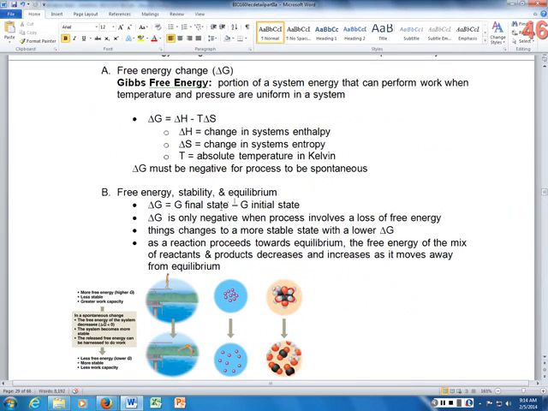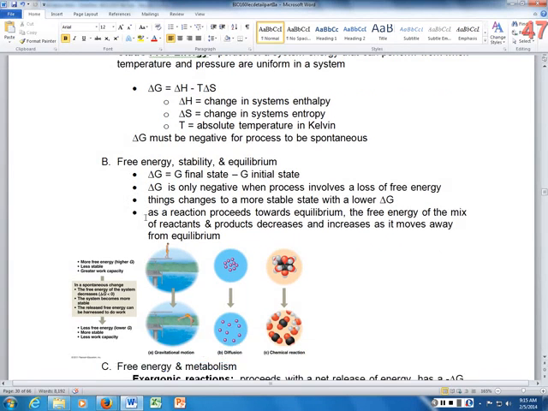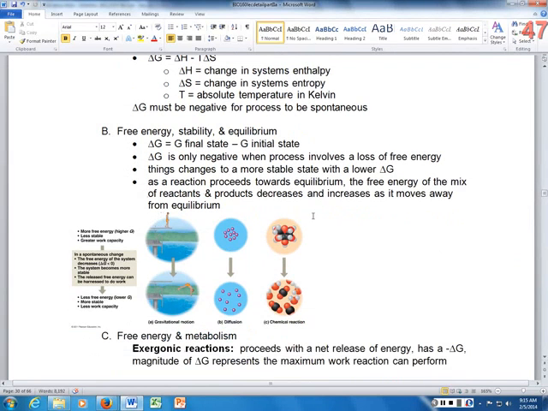So delta G must be negative for a process to be spontaneous. Delta G is your Gibbs free energy at the final state minus the initial state. So it has to be negative because you had to start with more energy at the initial state, and if you take away the bigger number, that's why you get a negative delta G. That part makes sense. So delta G is only negative when a process involves a loss of free energy. When it moves to a lower delta G, it's a more stable state.